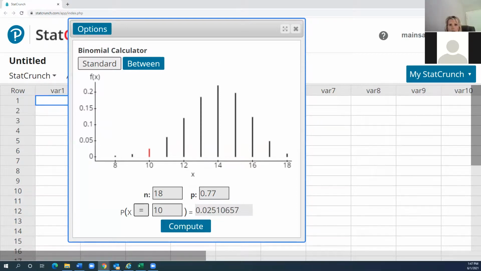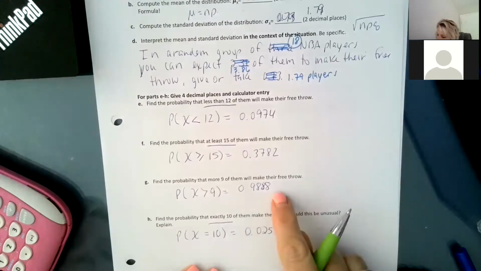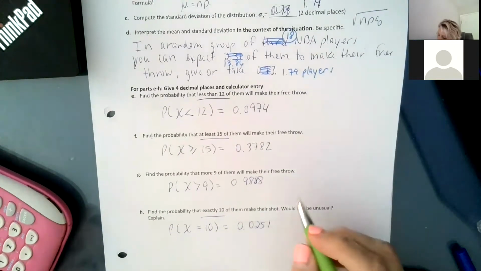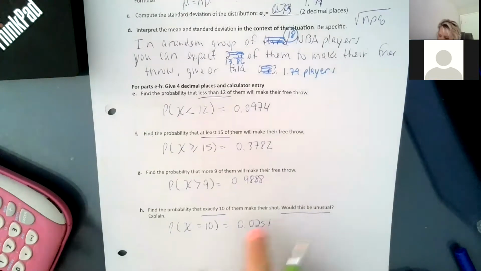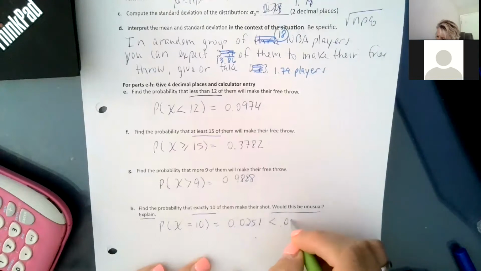Okay, so let's go back to our paper here. And here are the last two. And also make sure where it says, would this be unusual, explain. So yes, this would be unusual because this is less than 5%.